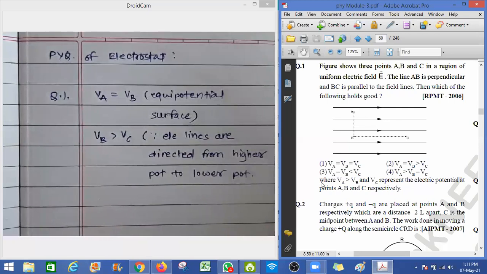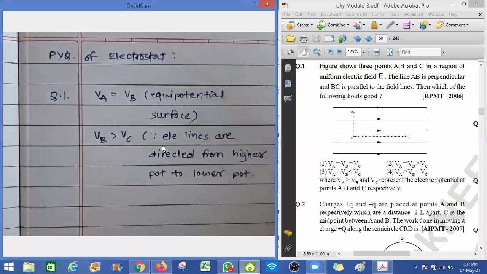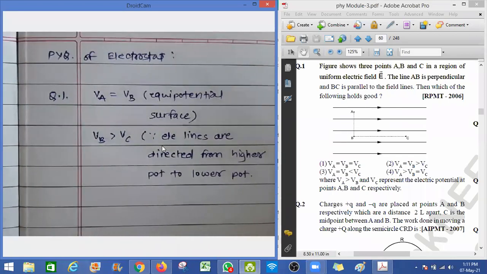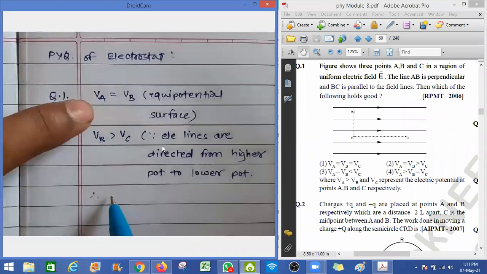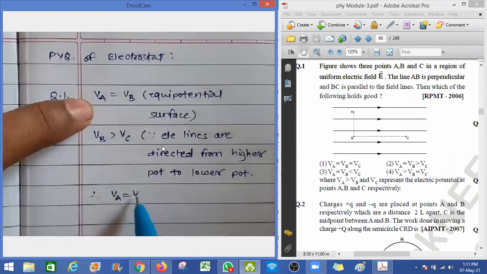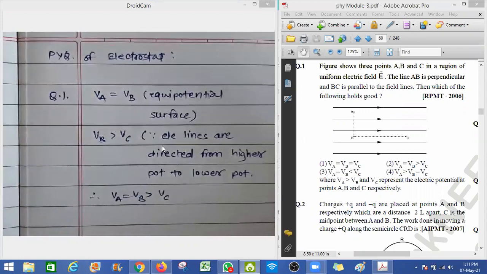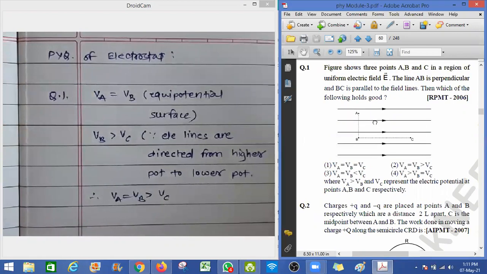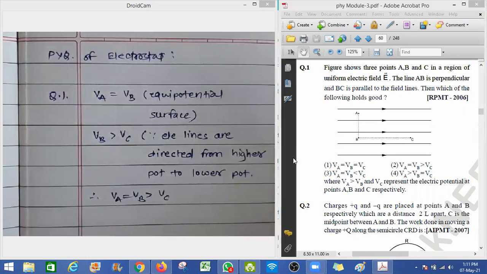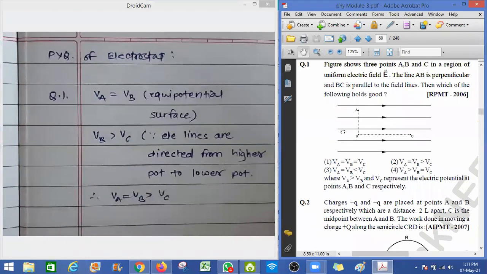Okay, shall we now move on to question number 2? Everyone just reply to me "clear and written" so that we can move on to the next question. Therefore VA equals VB more than VC. Just reply to me CW, that won't take much time. After every question I will be waiting for your response. Okay, all these things we are doing for you only. So you should be replying.